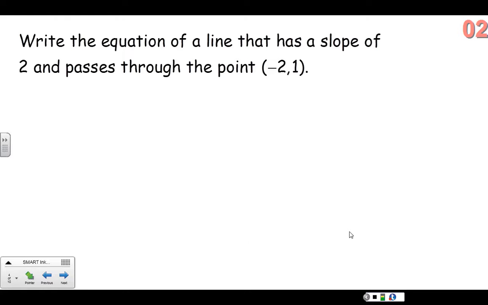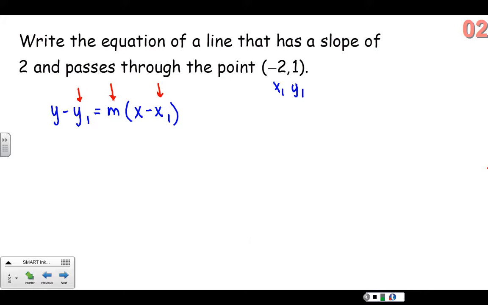So let's do a couple of examples here. Write the equation of a line that has a slope of 2. So they gave us the slope. The slope is 2. Passes through the point -2, 1. So since they gave us a point we want to go through, we're going to label that as x1, y1. Now let's review. The point slope formula is y minus y1 equal to slope m times x minus x sub 1. So I'm going to plug in for the point x1, y1, and then the slope right there.